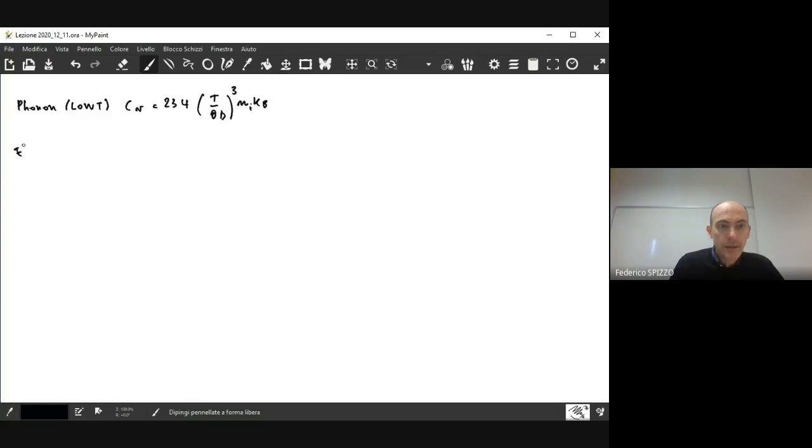When we consider the electron contribution, in this case I write low T, but in this case the distinction between low T and high T, where high T and low T are the high temperature and low temperature regimes for the phonon, has no meaning, because for what concerns the electrons, we are always at low temperature due to the value of the Fermi energy. And in this case, the specific heat is pi squared divided by 2, times temperature divided by the Fermi temperature.